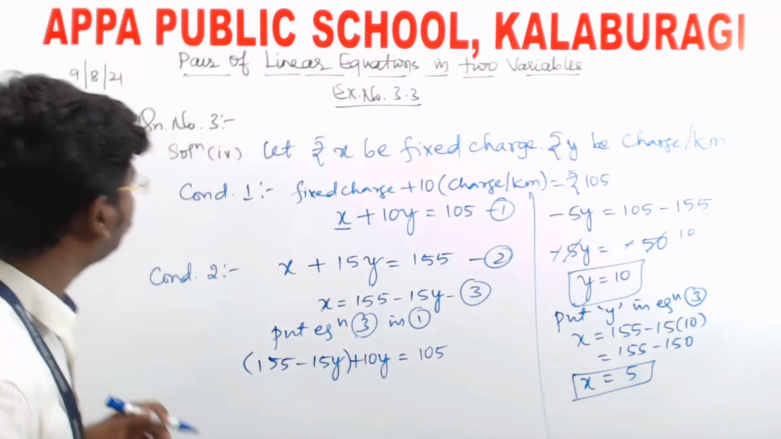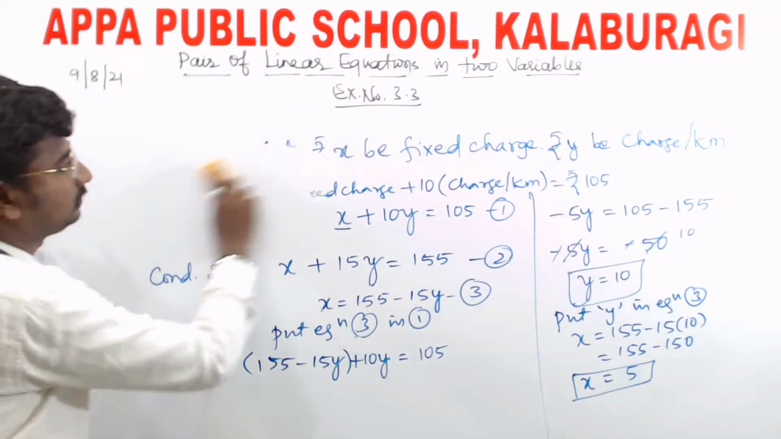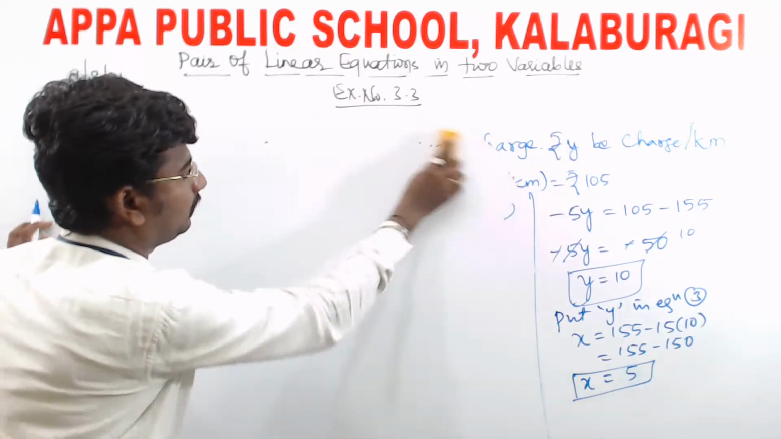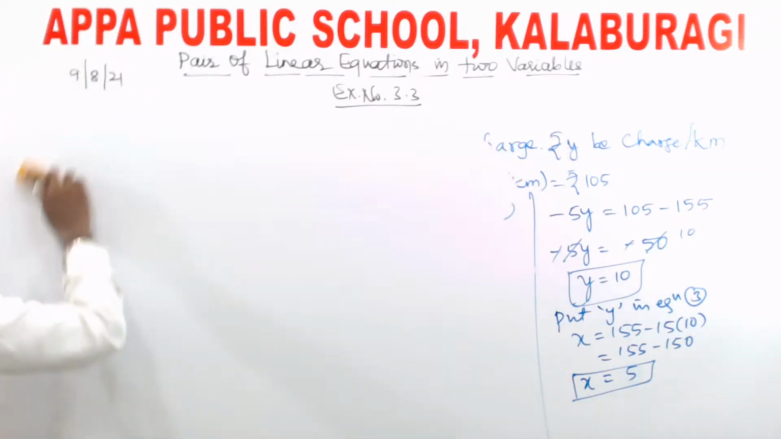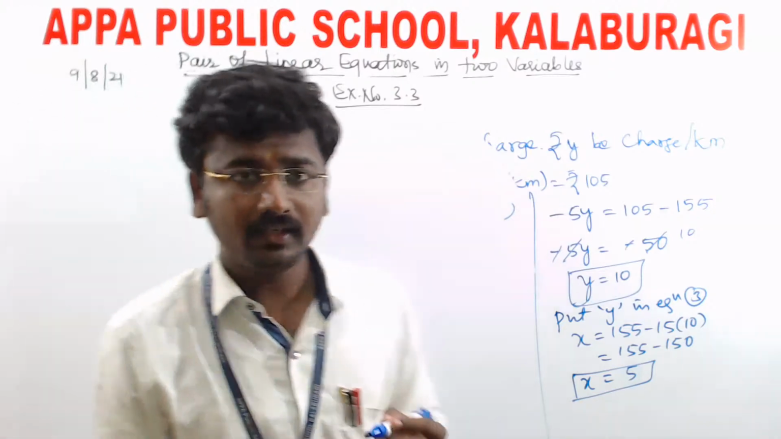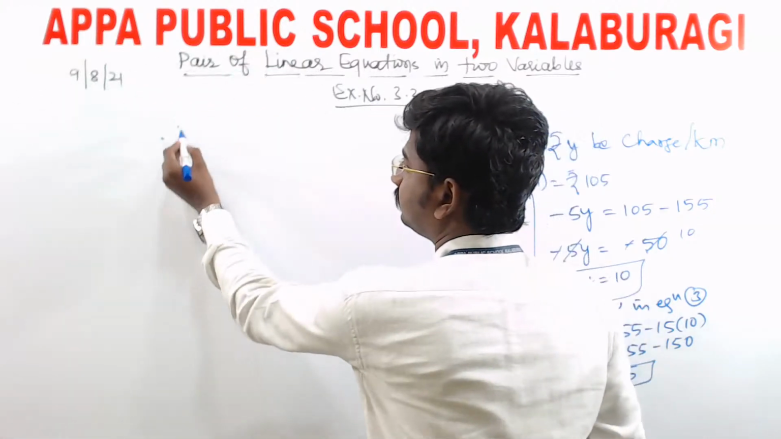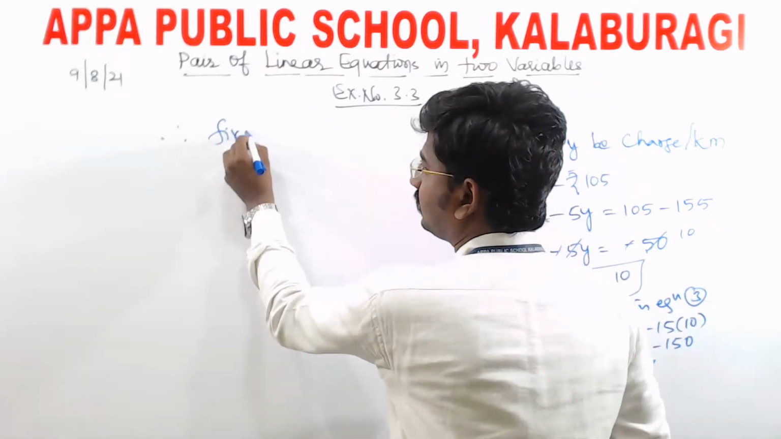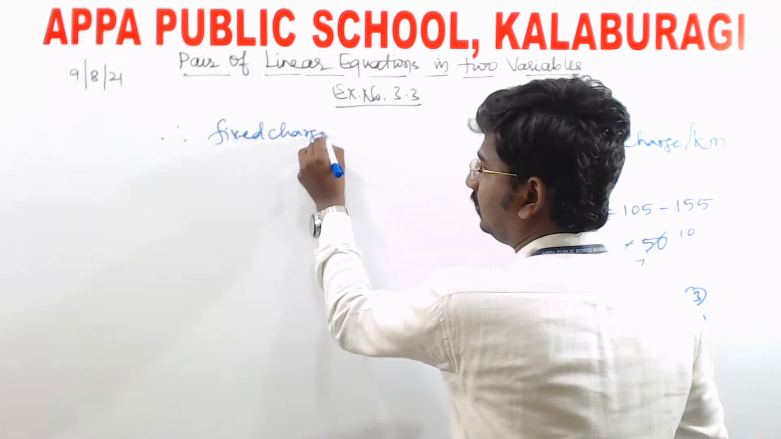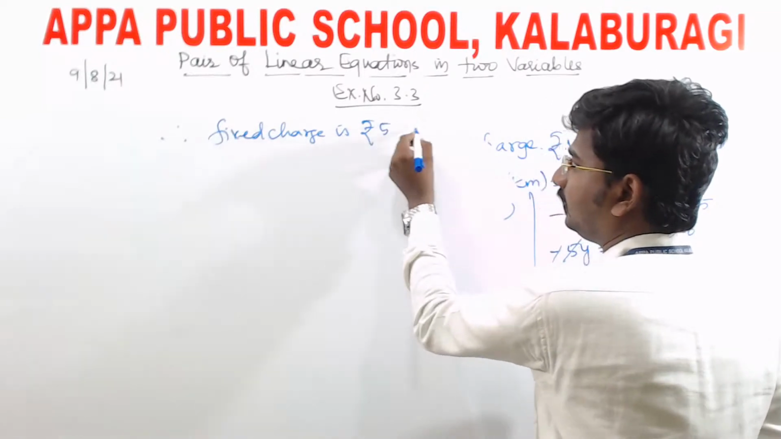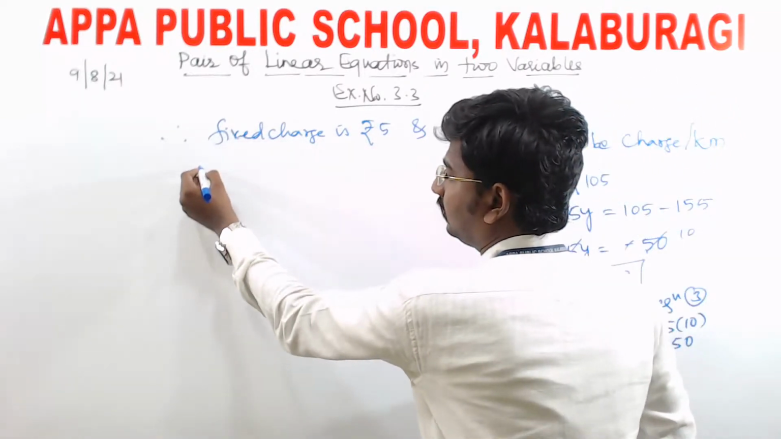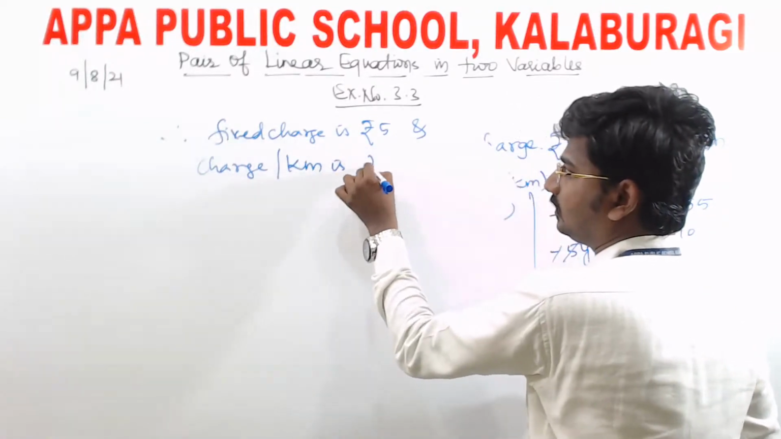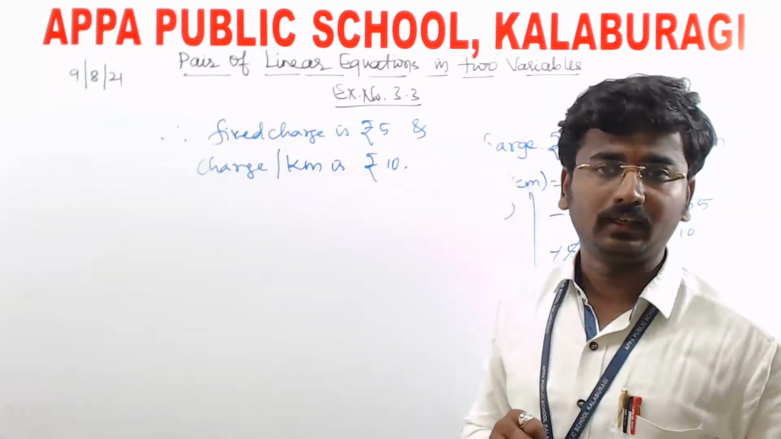Now what would be the conclusion you are going to write? Conclusion is most important whenever they ask such questions for 3 marks, right? Therefore, fixed charge is rupees 5 and charge per kilometer is rupees 10.